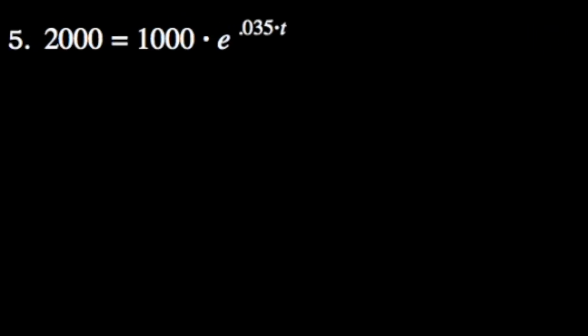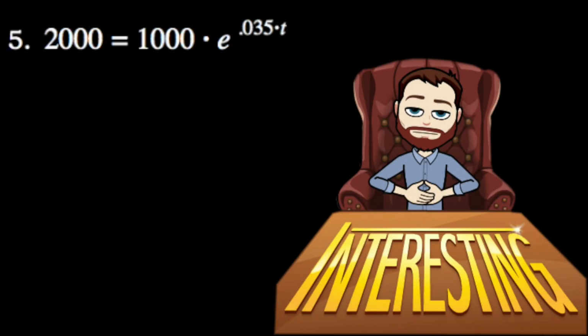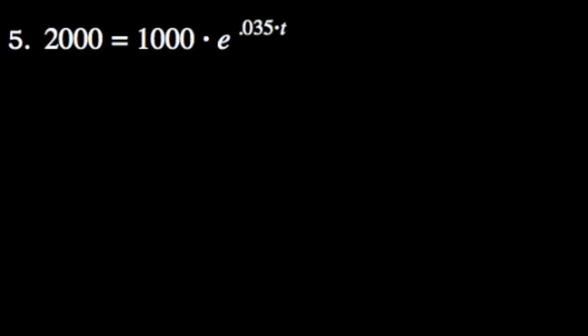Number 5 is a pretty basic exponential function. It's just 1,000 times this exponential term e to the 0.035t, and it equals 2,000. This looks like a pretty common interest problem where we have some starting amount, and then we're raising it to the 0.035t because it's building up interest over time, and then this would be like the ending amount. So this is kind of like figuring out how much time it takes for the initial amount 1,000 to double.